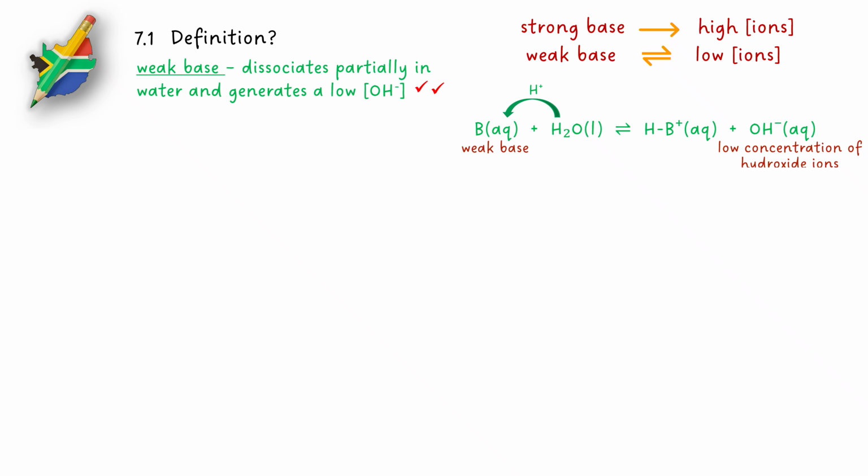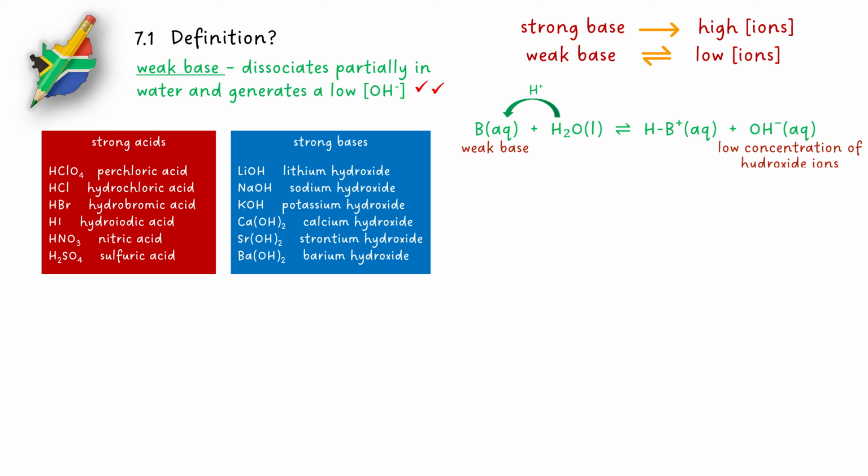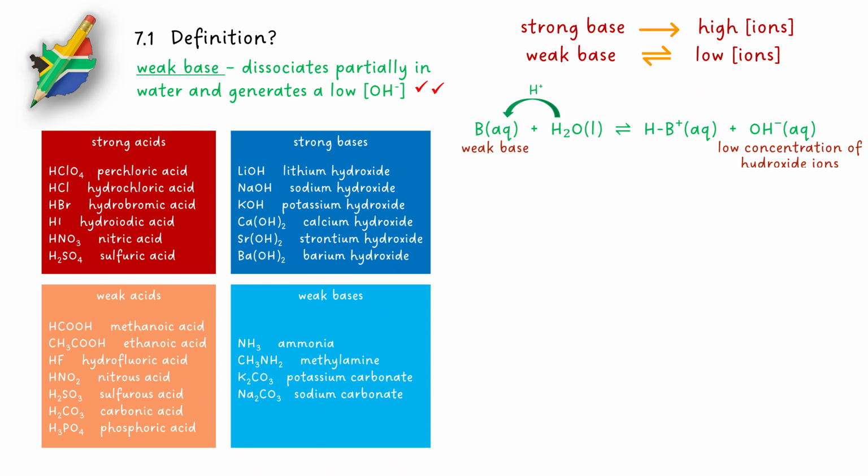So strength refers to the degree of ionization, and again we would have to compare equal concentrations of a strong base and a weak base, and we can see the concentrations of ions produced differs. It is worth committing to memory the formulas and names of the common strong acids and bases, and the common weak acids and bases.